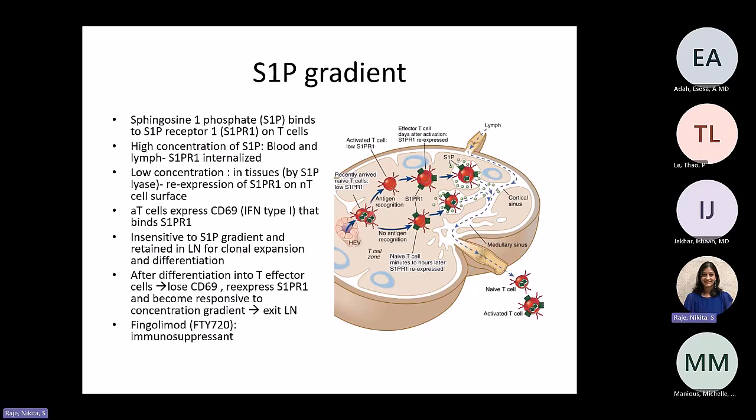Now there is an immunosuppressant that's used with this property. It's called fingolimod, and fingolimod is something that can bind to the S1PR1, and so it will retain those T cells that are treated with fingolimod in the lymph node for a longer time, so they don't come out. If they're not coming out into the circulation, they're not going to cause the inflammation that they would typically cause. So it's used as an immunosuppressant.